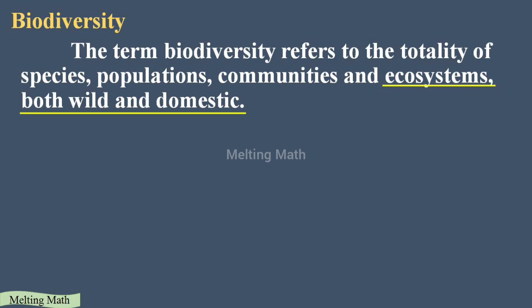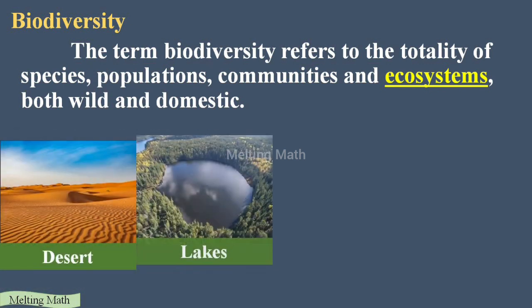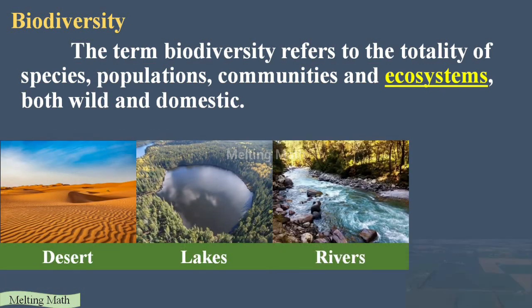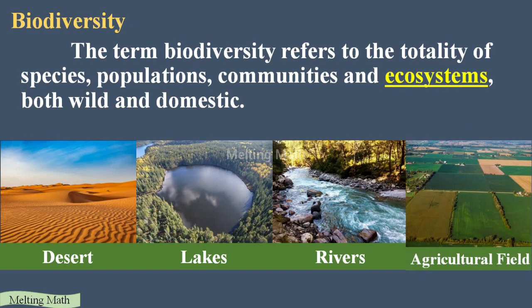I mentioned already, this ecosystem is nothing but the environment, that means the surrounding. This ecosystem will differ from place to place, because in our India we have a different climate in each place. So it differs, like desert, forest, mountains, lakes, rivers and agriculture fields.